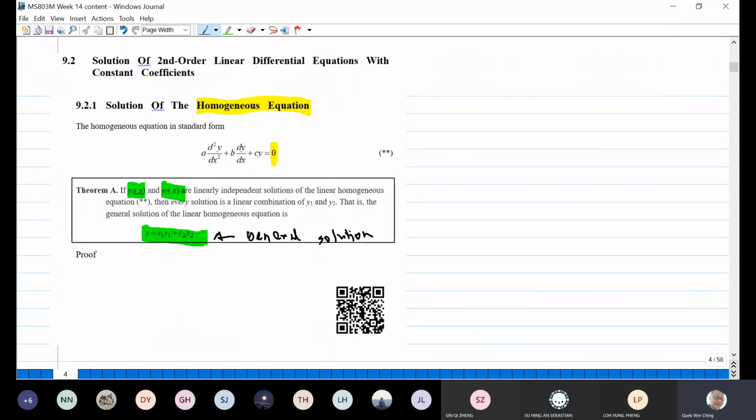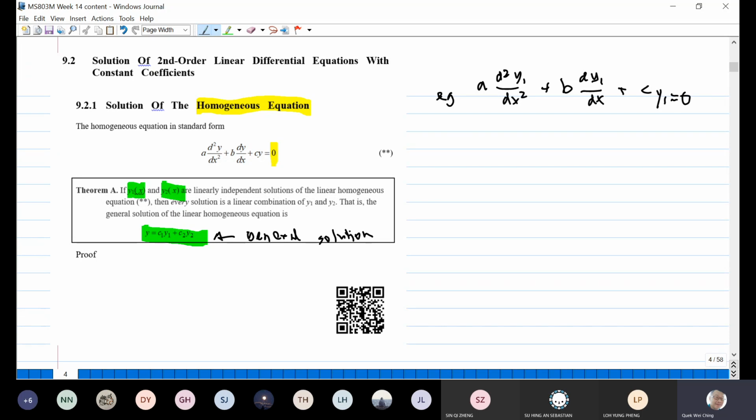So the general solution will look something like this. For example, if you have y1, let me give you a simple proof here. If y1 is a solution, it means you put y1 inside there, so a d2y1 over dx squared plus b dy1 over dx plus c y1 gives you 0.